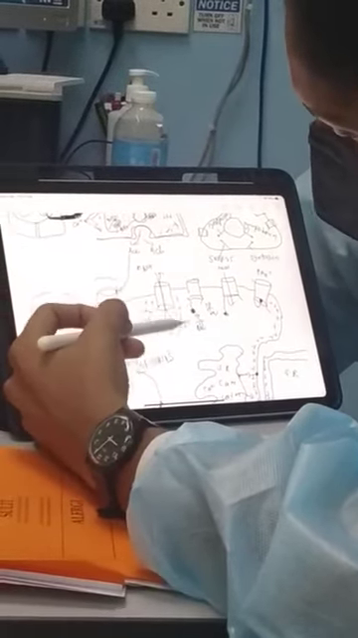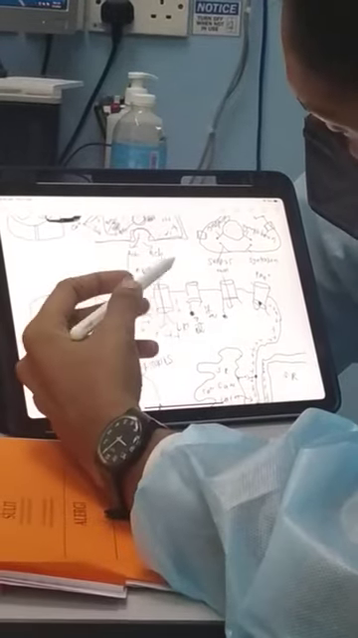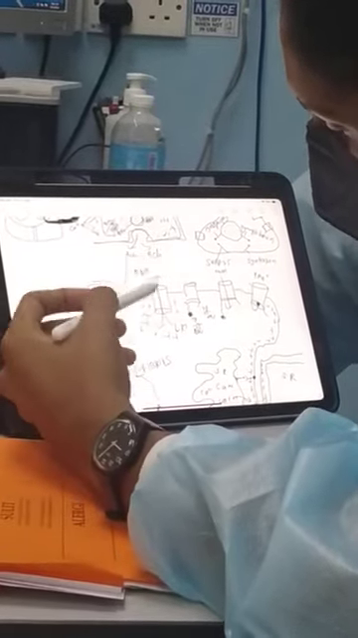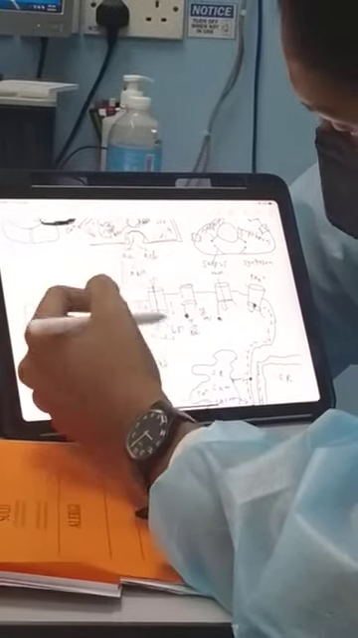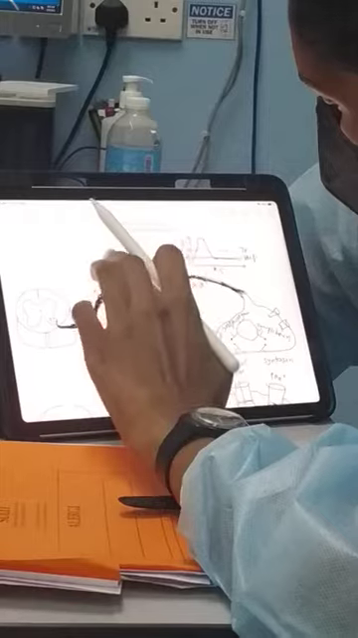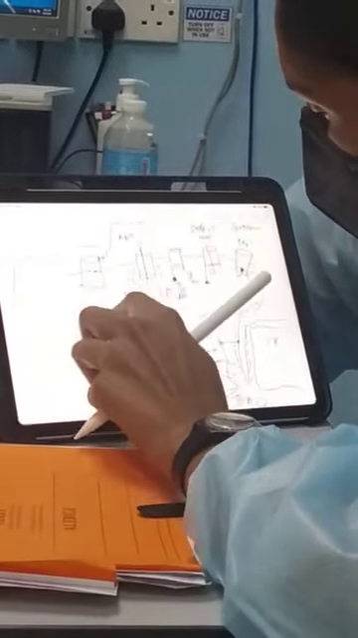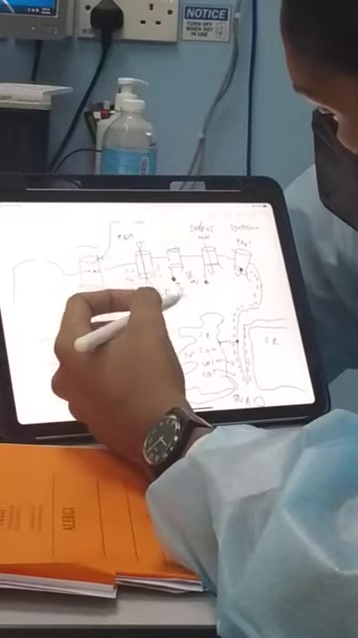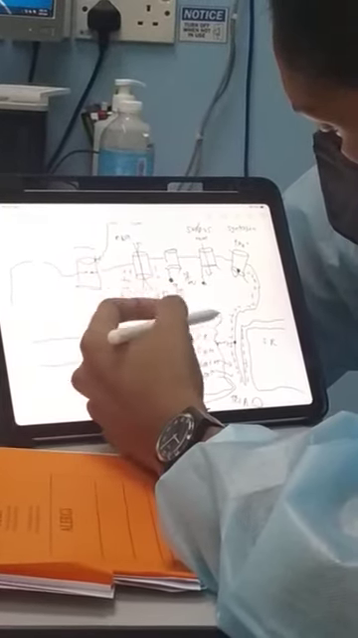The potassium will also go out, but lesser, to balance. So both movements make the action potential, reaching to 30. After that, there are a lot of positive charges here.